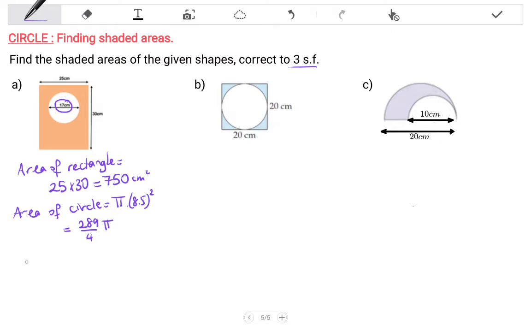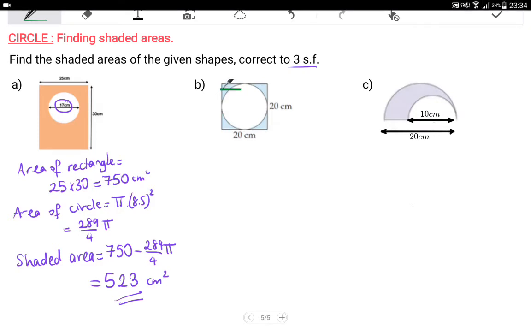Then the shaded area can be found by their subtraction. So I'm going to subtract the area of circle from the rectangle's area. So when you write it on your calculator, you will have the value, and correct to three significant figures, it is 523 centimeters square.